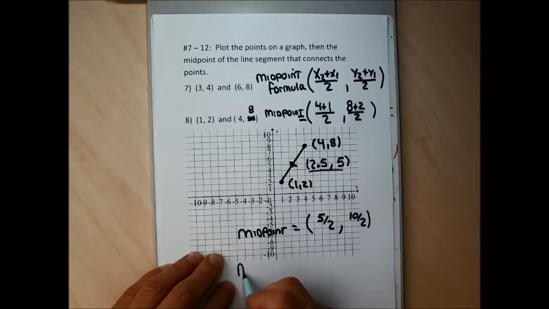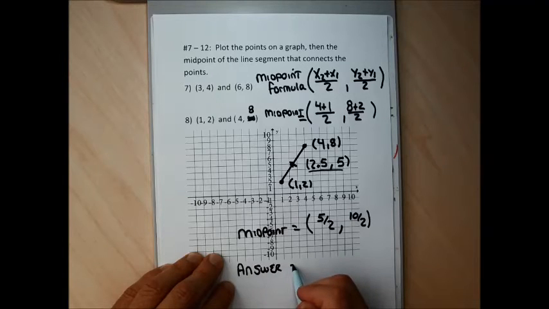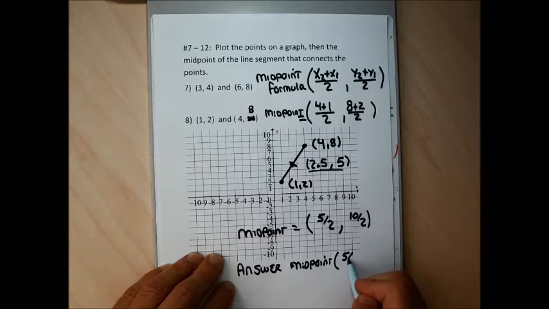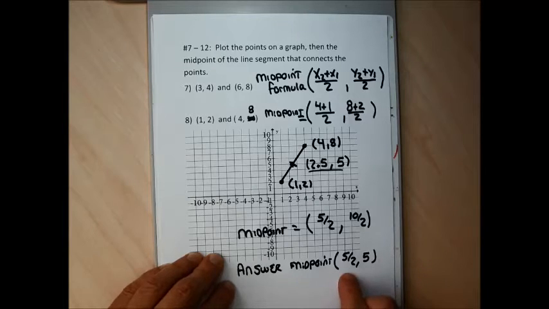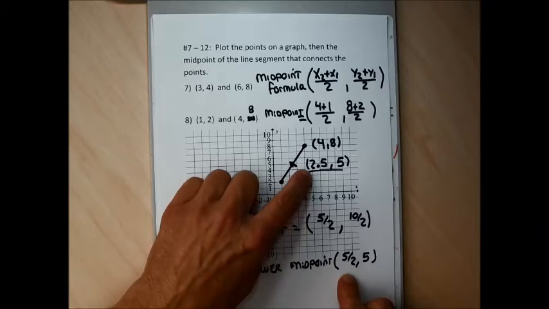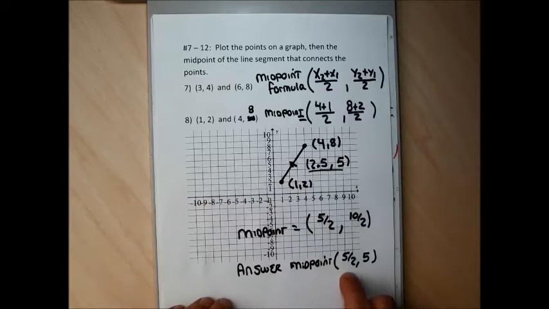For an answer, if I'm doing it by hand and not using my graph, I'd probably say the midpoint is 5/2, comma 5. But if I had to graph that, it's a lot easier for me to graph 2.5 as a decimal. I'd absolutely take a decimal answer for this midpoint. You definitely wouldn't have to give me a fraction.